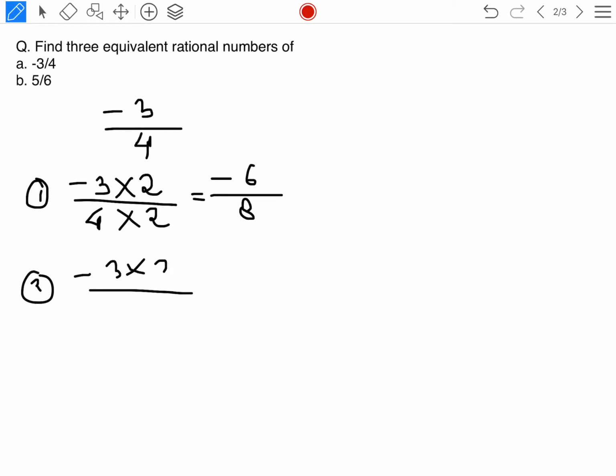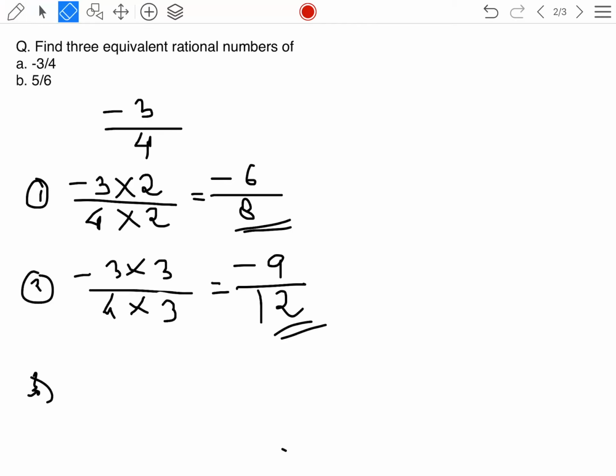Any number you can take. If we multiply the numerator by 3, we will also multiply the denominator by 3. Okay, 3. So 3 3s are 9, so minus 9, 4 3s are 12. Okay, then this one is the first, this one is the second. We need to find 3.